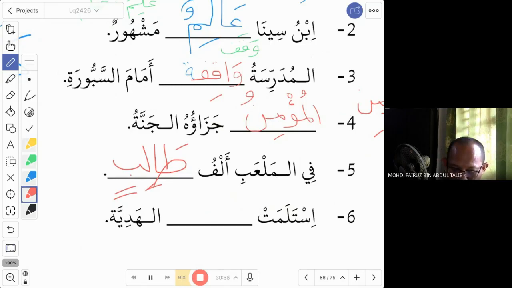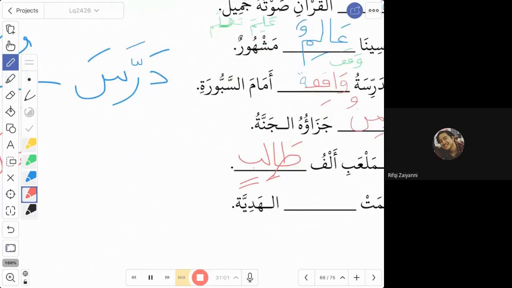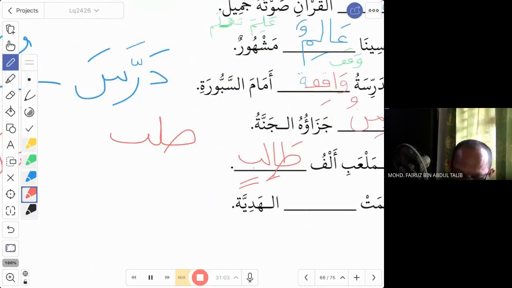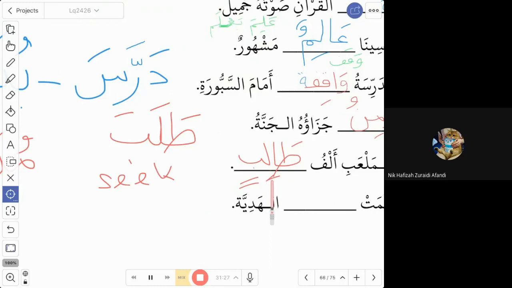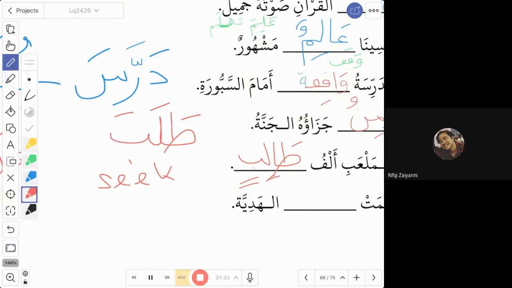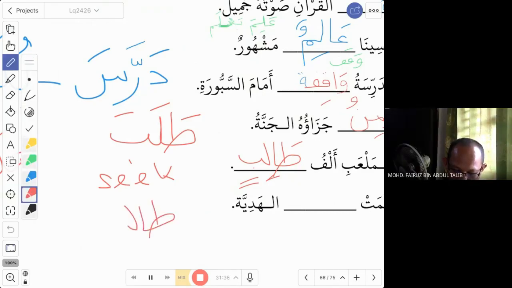Talib. Yes, good. What is the fi'il for talib? Talaba. So if you refer to the dictionary, talaba does not mean study. If you refer to the dictionary, talaba means seek. So the literal meaning of the word talib is, what is the literal meaning? The one who seeks, the seeker. The seeker of what? Knowledge. Seeker of knowledge.